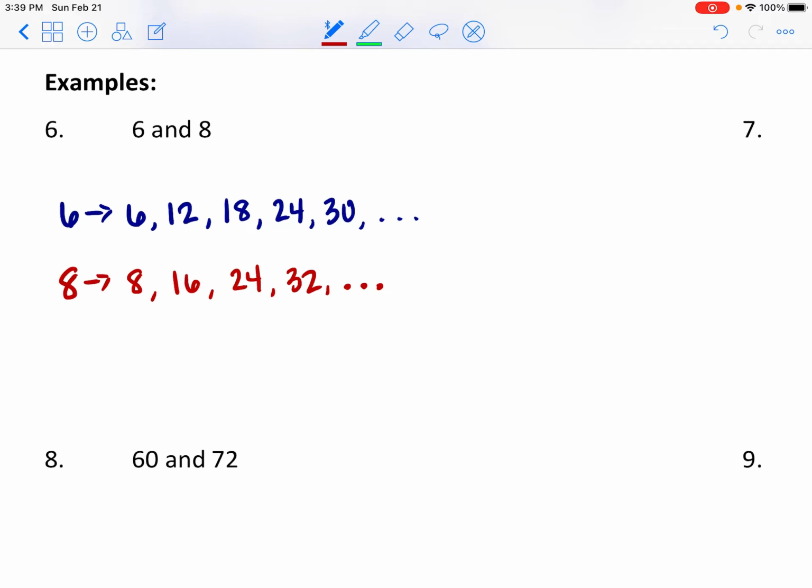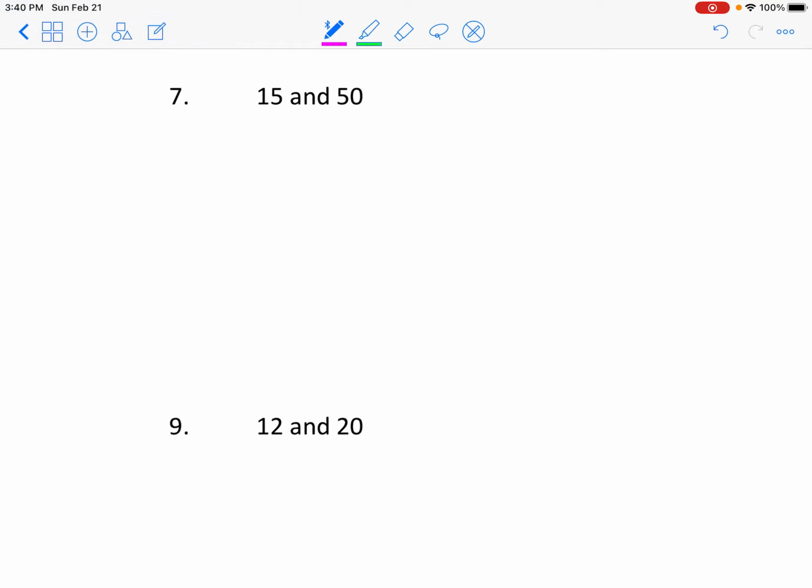So in our list of multiples, we're looking for one that's the same, and the smallest one that's the same. In this case, you'll notice that both have a common multiple of 24. That happens to be the least common multiple for these two numbers. So here, our least common multiple is 24. That is the smallest number that both 6 and 8 divide into. Okay? Let's try that again.